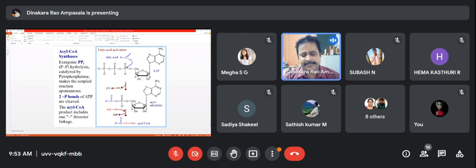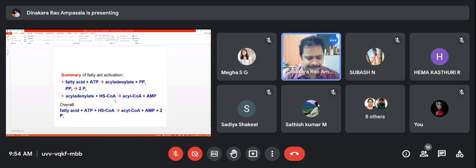Subsequently, this pyrophosphate will be converted into inorganic phosphate by pyrophosphatase, and then this acyl adenylate, which has a fatty acid molecule, interacts with the coenzyme A in the presence of thiokinases, which releases the AMP and coenzyme A is attached to the fatty acid molecule and becomes acyl-CoA here. Okay, so it is a two-step process.